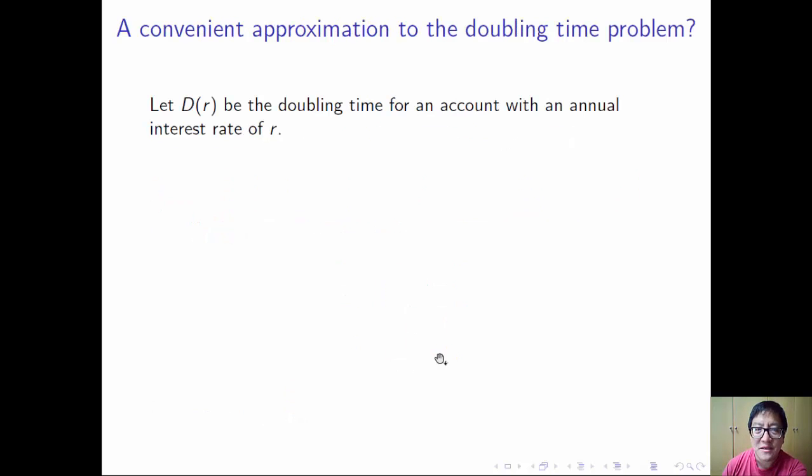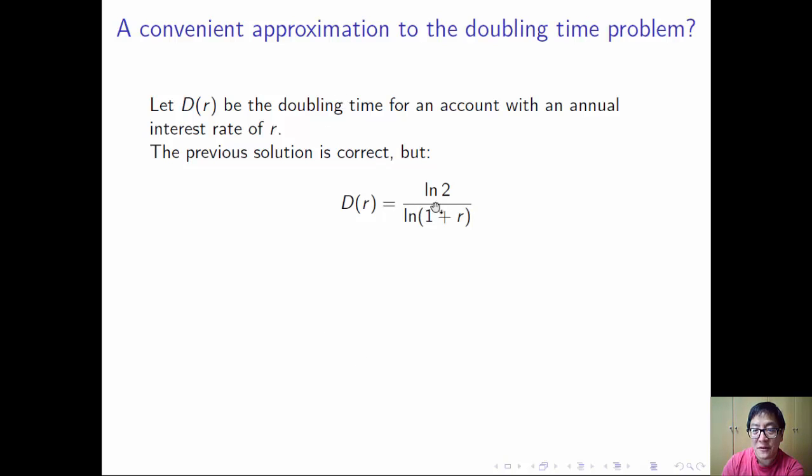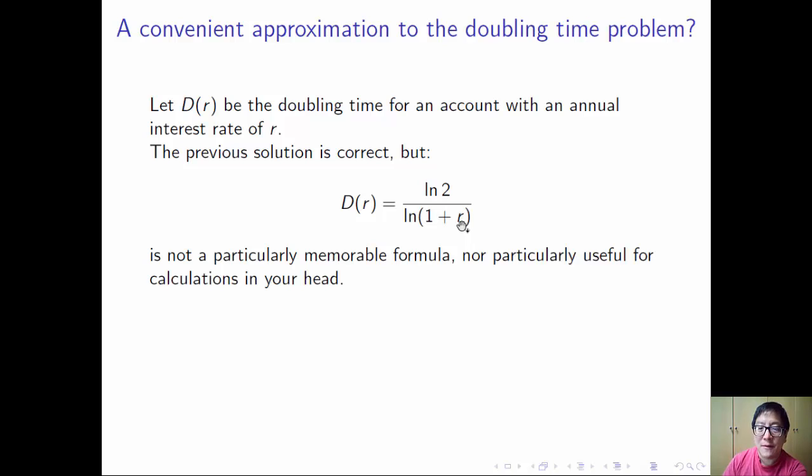However, just to give things a name, let d of r be the doubling time for an account with an annual interest rate of r. The previous solution is correct, but that formula, d of r is equal to the natural log of 2 over the natural log of 1 plus r, is not particularly memorable. And more problematically, it's not particularly useful for calculations in your head. If you're an investment advisor, having to sit there and calculate the natural log of 2 over the natural log of 1 plus r while you're trying to sell somebody on some sort of investment plan, not particularly useful.